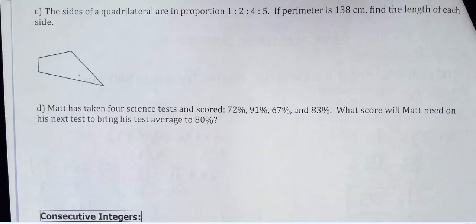Does anybody know how you can use that proportion to help you set up an equation to figure out the lengths of the sides? And I have a little quadrilateral drawn there. It's maybe kind of close to scale, not perfect. But any idea how to set that up if you've got the sides in proportion 1 to 2 to 4 to 5?